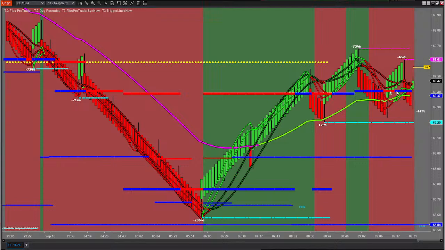That's them having a fight. Look at the reaction. Right off support, directly back into resistance, and the sellers take over. The buyers fight a little bit. We'll capitalize on these. Right at the fib, you see that one bar dance.